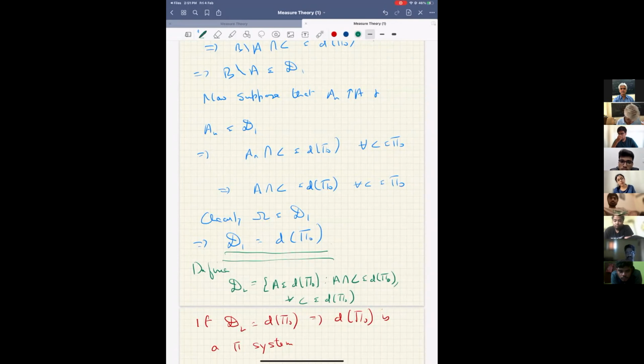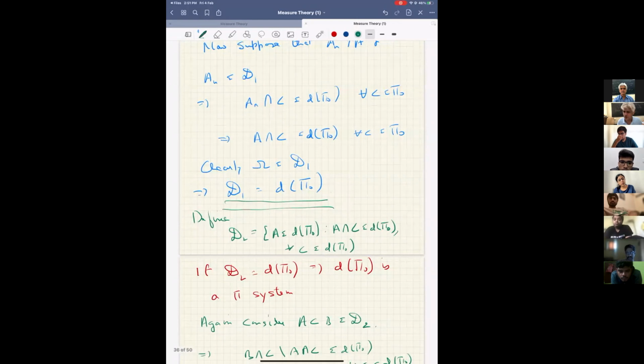Okay. Now what we'll do is we'll define D2. So it's a little clever proof. Again, it looks like it's almost circular, but it's not. Now we'll define D2. So these are now all the sets A in D of pi 0, such that A intersection C is in D of pi 0 for all C in D of pi 0. So we've changed the definition now. Now we're not keeping C to be in pi 0 here. We are keeping it for all C in D of pi 0.